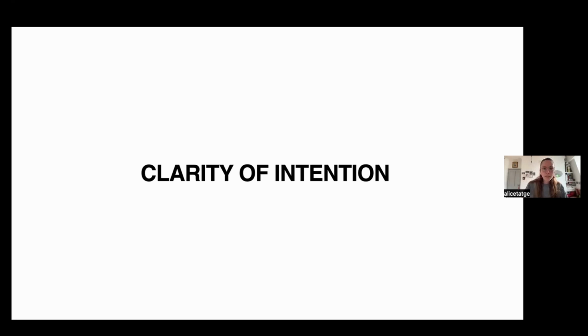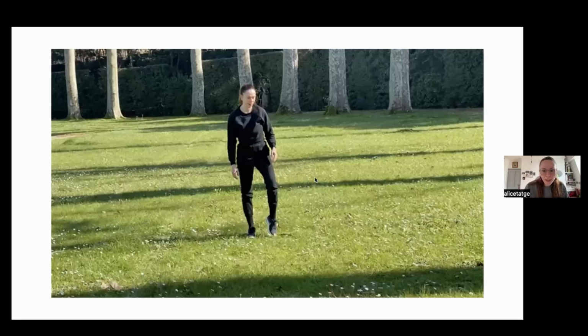The most important is the clarity of intention because your movement is being recorded. And here I have a little extract, same environment. This is Bubbly Gardens in Florence.